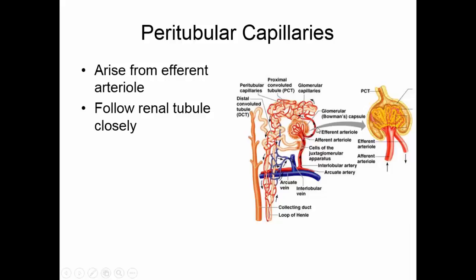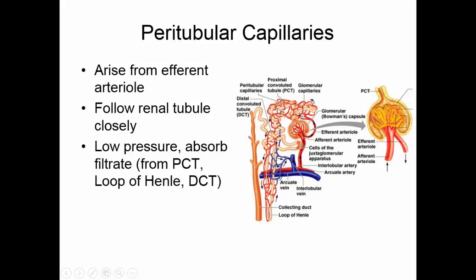Here you see the efferent arteriole breaking into the peritubular capillaries, and you can see how these are woven all around the proximal convoluted tubule, the loop of Henle, and the distal convoluted tubule. Because we have lower pressure in these capillaries, it's going to be easy for them to reclaim materials from the filtrate that is in the tubules.